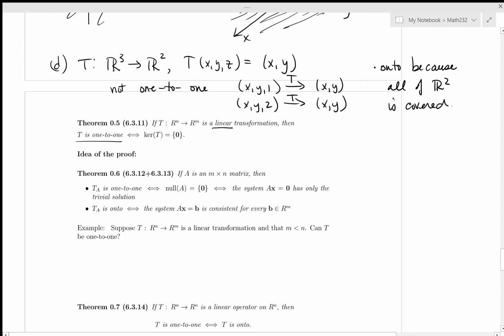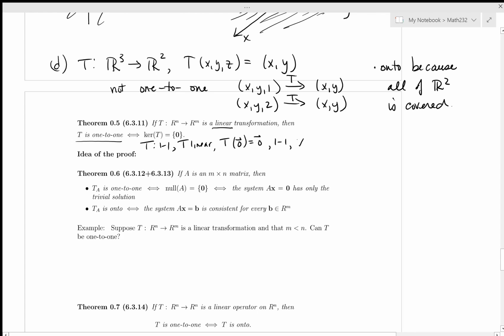But let me just say it this way: going in the forward direction, we assume that T is one-to-one. So we say T is one-to-one, and then we also know that T is linear. And that means that we have that T of 0 is 0 by the linearity. We know it's one-to-one.